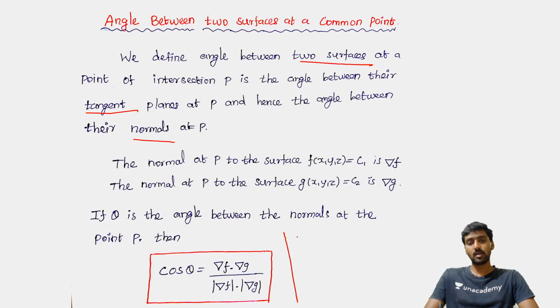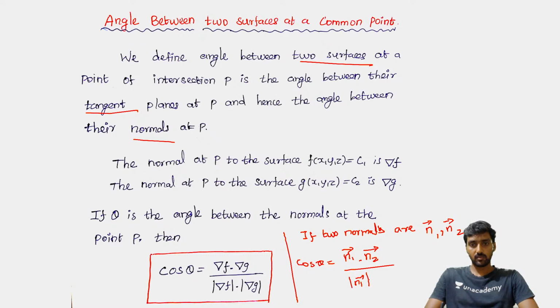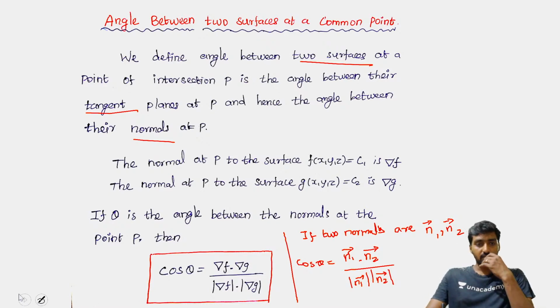Or if the two normals are n1 vector and n2 vector, then cos theta is equal to n1 vector dot n2 vector divided by modulus of n1 vector into modulus of n2 vector. Is it okay now?